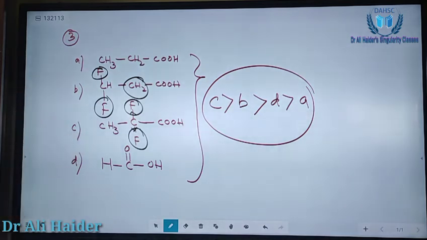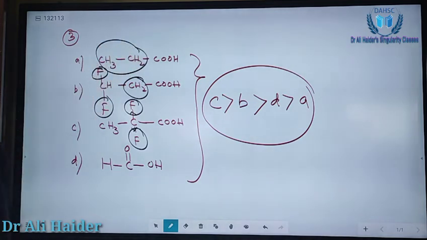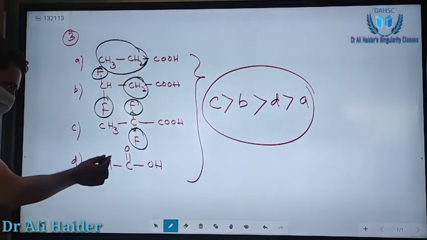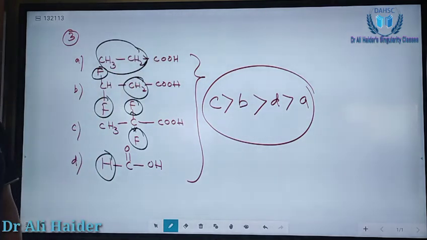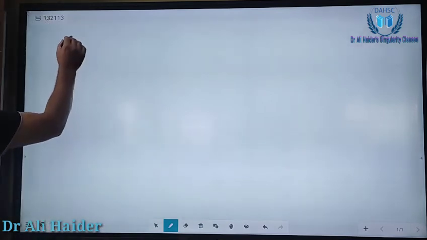What about A and D? Here you have this ethyl group, which is electron donating. This alkyl group will donate electrons, so it will decrease acidity. Now this one is neutral, neither electron donating nor withdrawing, so it will be more acidic than this. You got it? One more example, last one.